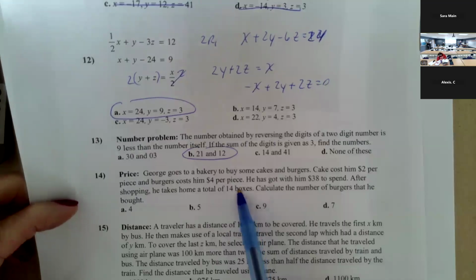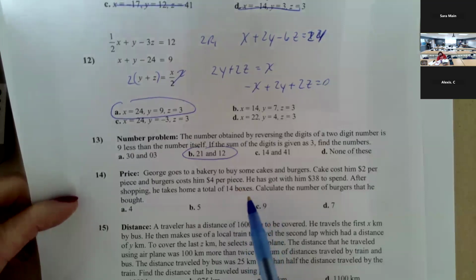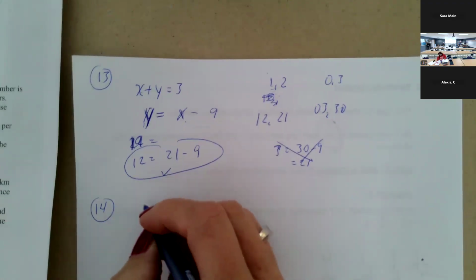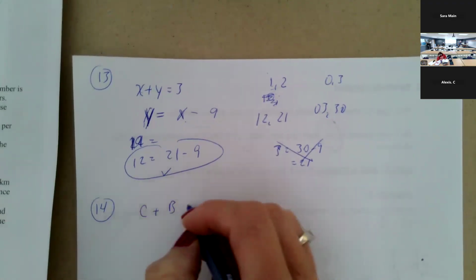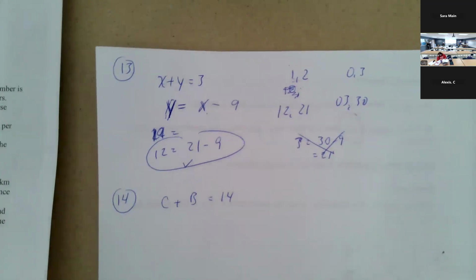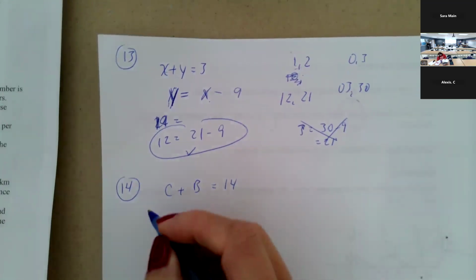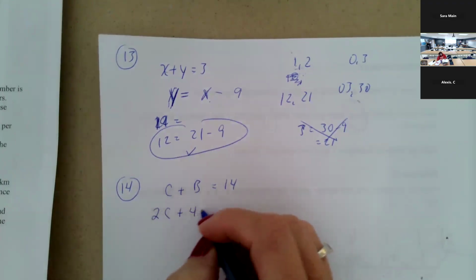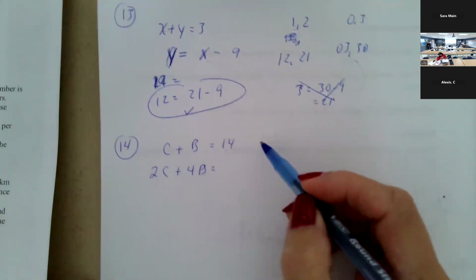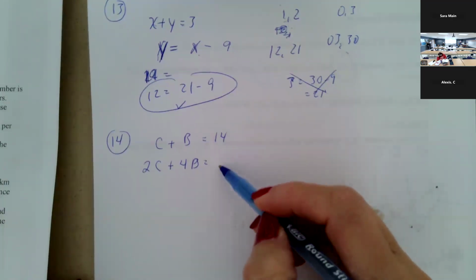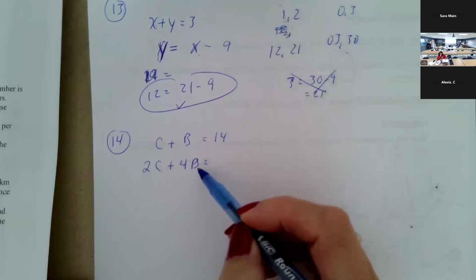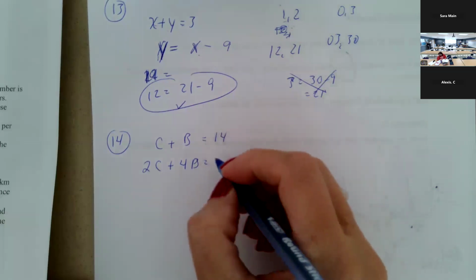14 boxes. So I'm guessing they're each in individual boxes. They didn't really say that. So we're saying that I'm going to say C plus B, those would be cakes and burgers, equal 14 boxes. And it says that the cakes are $2 each and the burgers are $4. So we have a number, a count equation and a value equation. The value is 2 C's plus 4 B's equals $38.